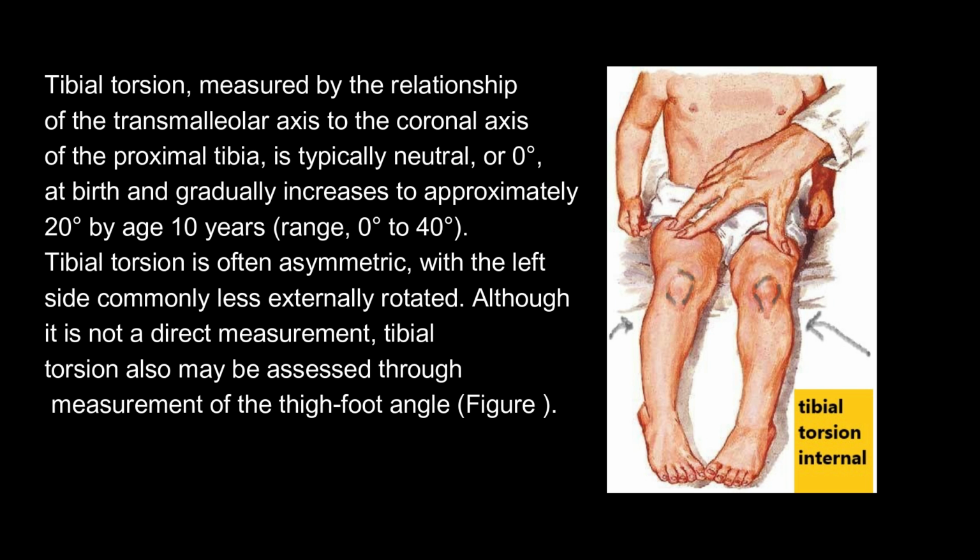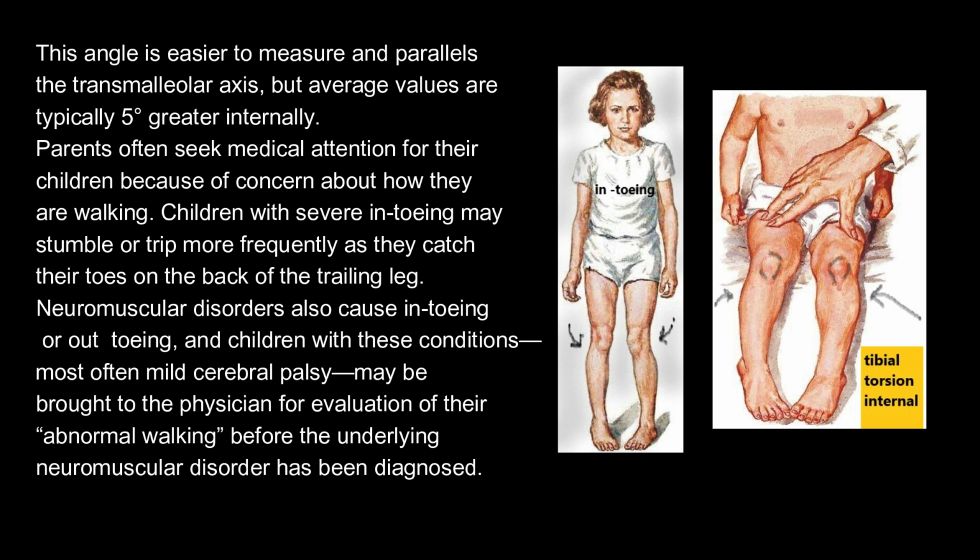Tibial torsion is often asymmetric, with the left side commonly less externally rotated. Although it is not a direct measurement, tibial torsion also may be assessed through measurement of the thigh-foot angle, figure. This angle is easier to measure and parallels the transmalleolar axis, but average values are typically 5 degrees greater internally.